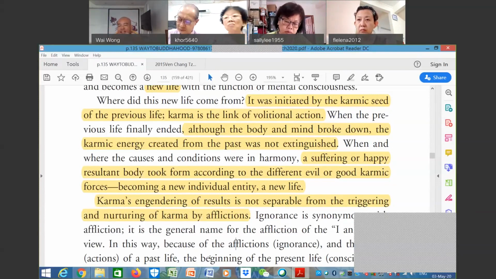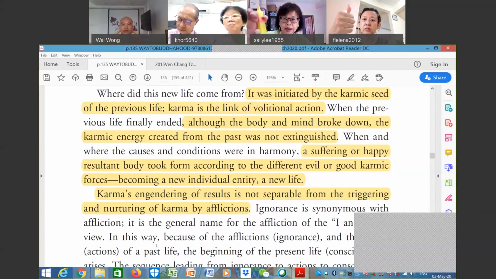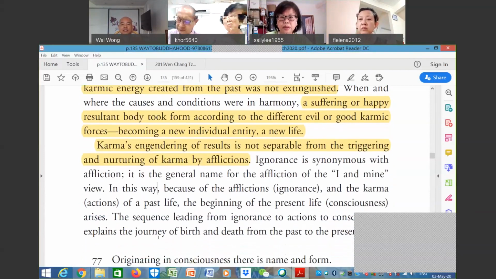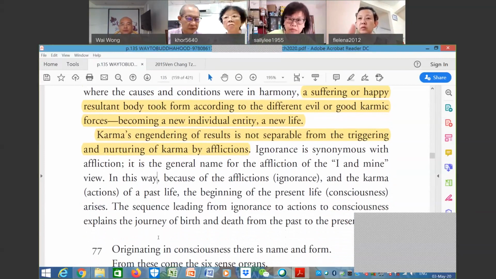Elena, if you finish highlighting, please thumbs up. If you can press it up. Cannot see the bottom. Okay, yeah. Now I have to wait for Elena first. She's a little bit slow.